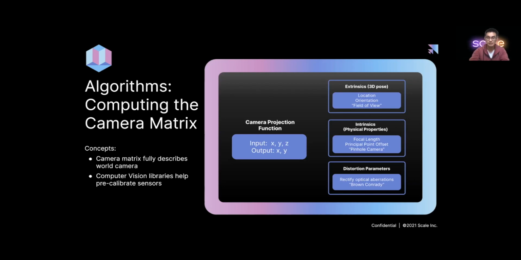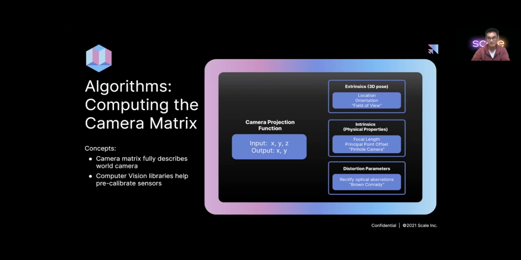And we can fully parameterize this entire process using the camera matrix. The camera matrix is a linear transformation that encapsulates both the camera's extrinsics and intrinsics. If you haven't heard these terms before, that's okay. It just means extrinsics is the 3D pose of a camera. That's where it is located and where it is headed. What is it pointing at?